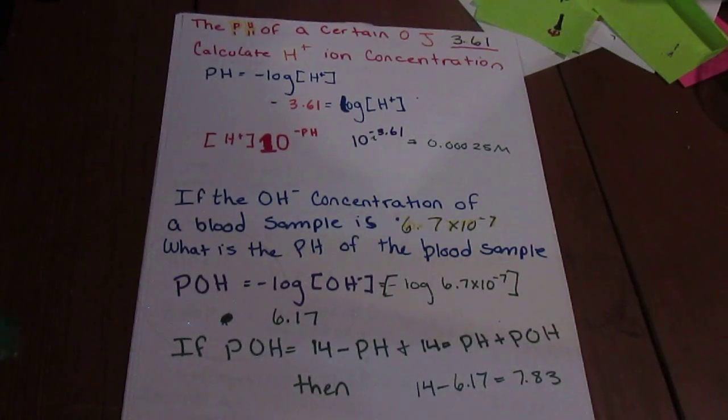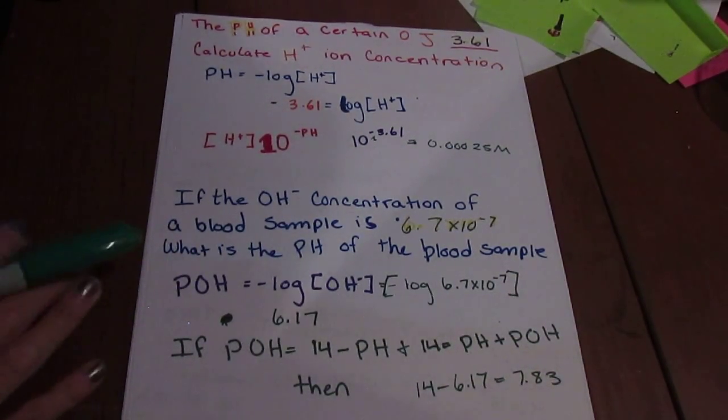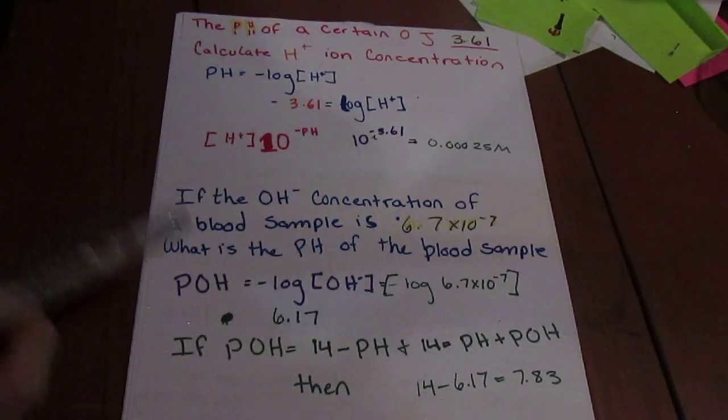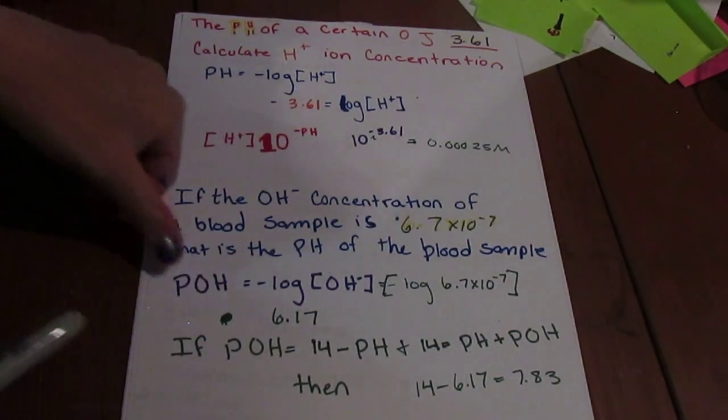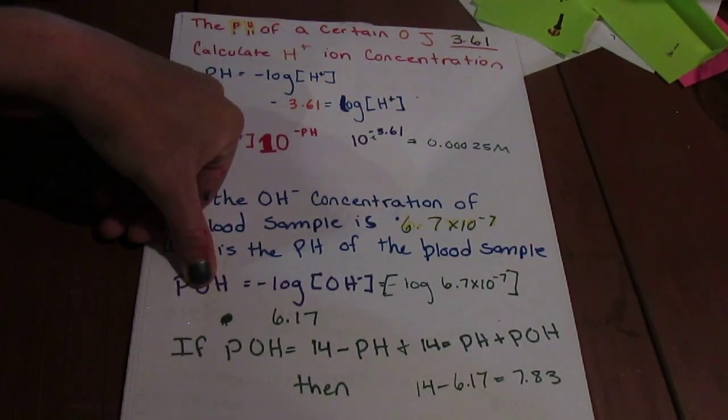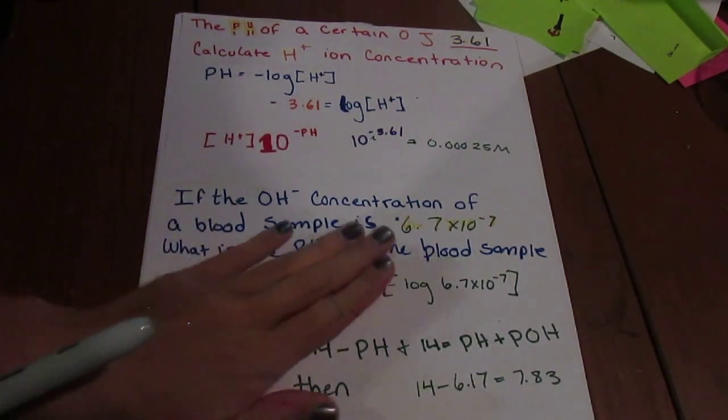Our next question is, if the hydroxide concentration of a blood sample is 6.7 times 10 to the negative 7, what is the pH of the blood sample? Since we're dealing with the hydroxide concentration, we're going to have to work at getting the pH with an extra step. So typically for pH you would just do the negative log, and from that you would just gain your pH. But since we're doing the hydroxide, we would go by this equation right here after we do the negative log.